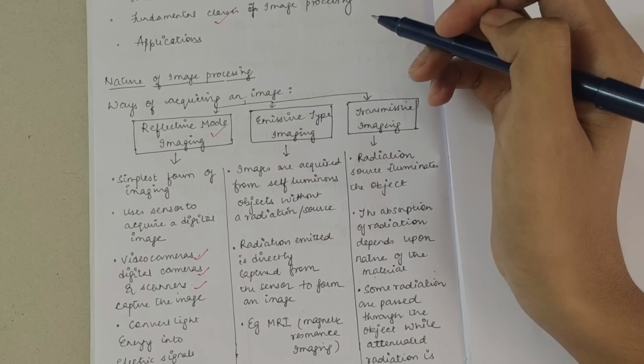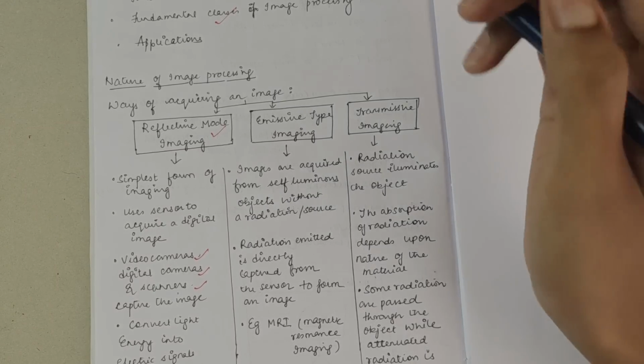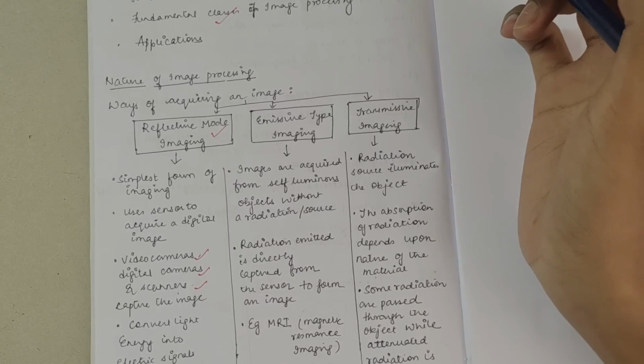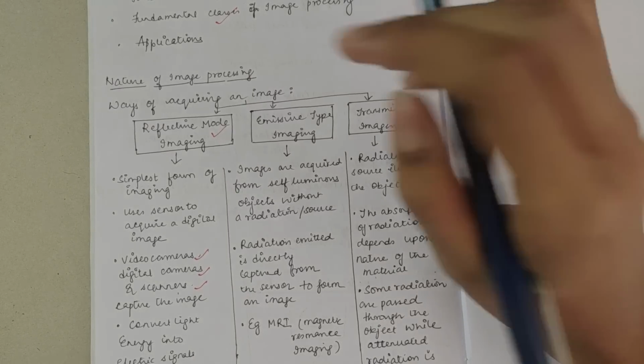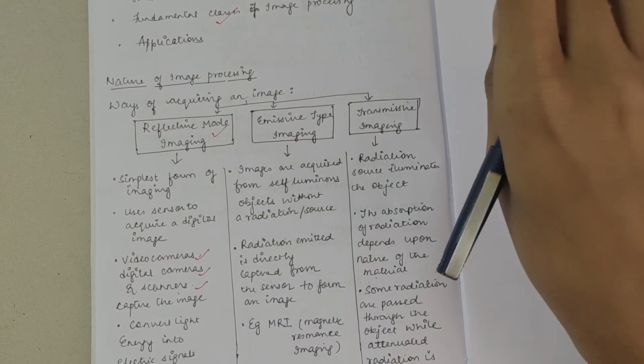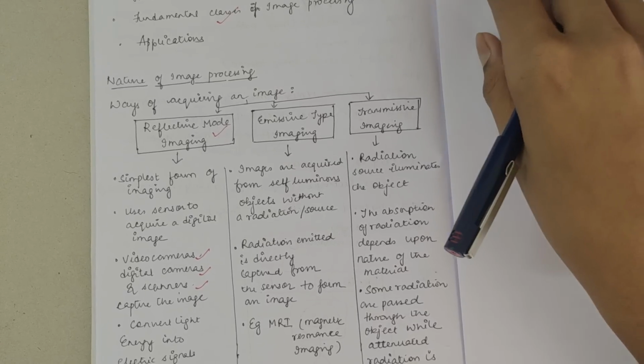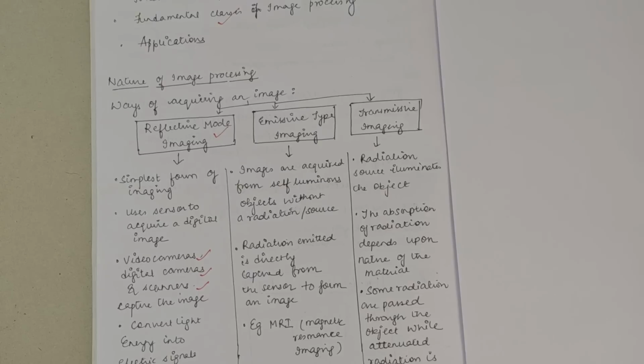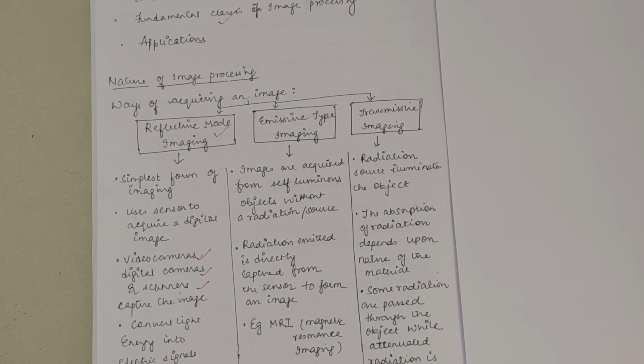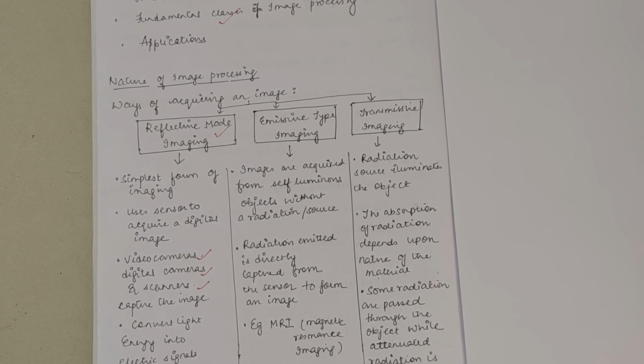Moving on to emissive type imaging. These are images acquired from self-luminous objects, which don't have any external radiation source. So how will you obtain the image then? The radiation is emitted directly from the object itself, and from that radiation you obtain the image. Examples of this emissive type of imaging are MRI, that is magnetic resonance imaging, and PET, that is positron emission tomography.